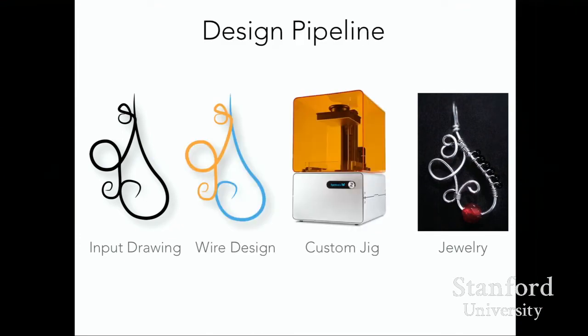And the pipeline that we've come up with is a two-stage thing. First, from the input drawing, we want to help people come up with this wire design, which more or less is just a segmentation into the different wire components. And then, interestingly, to help them go from that design to the final piece of jewelry, we are investigating some techniques to help them print what we're calling custom jigs, that will allow them to wrap that piece of jewelry in a reasonable way.